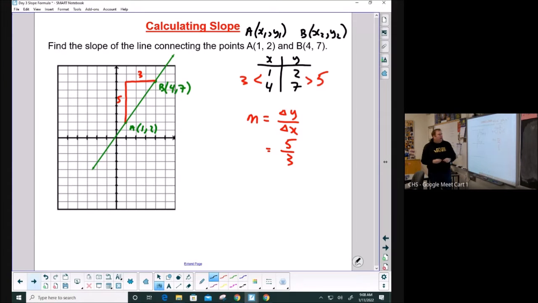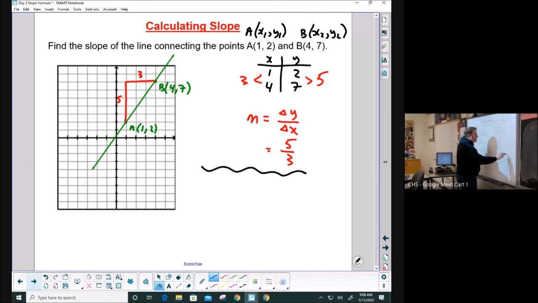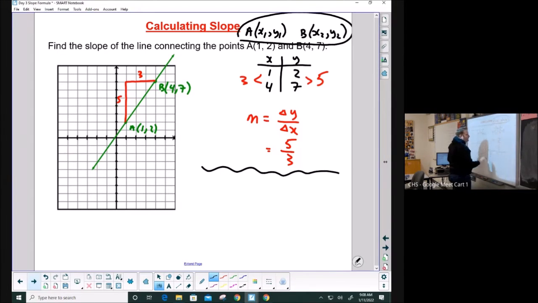Okay? So what if I wanted to do delta y over delta x for this general case with these x's and y's? So let's try it. The first coordinate is x1, y1, and the second coordinate is x2, y2. Let's try and use delta y over delta x.